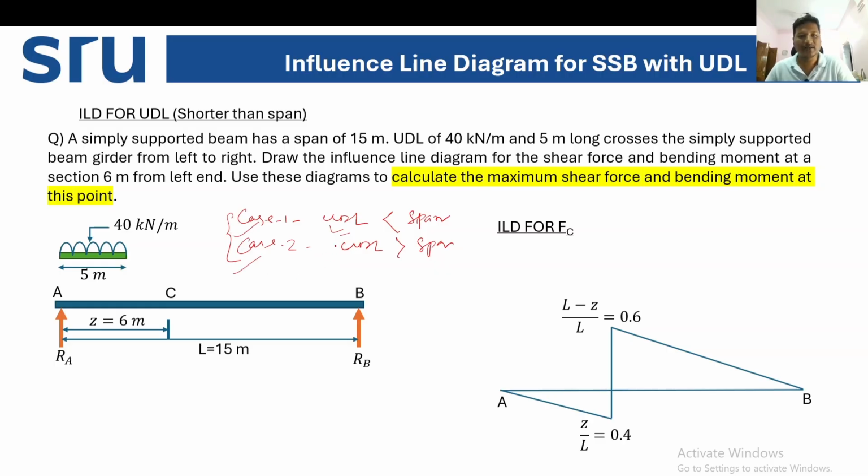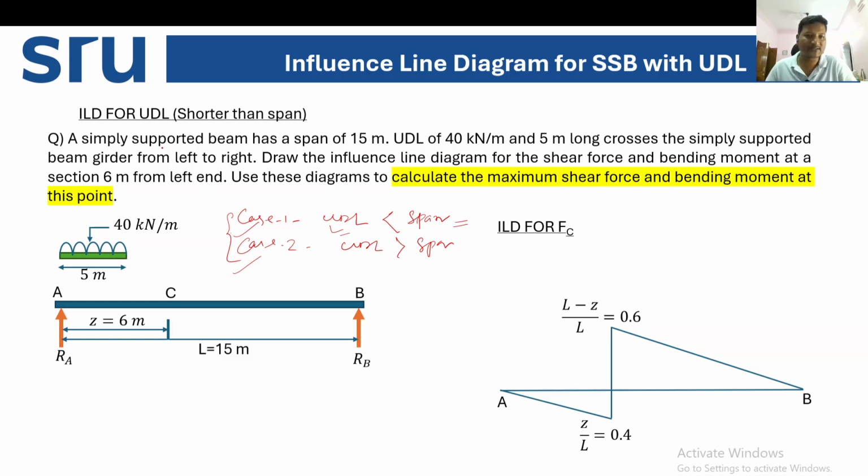So you have to see what happens if the UDL is less than the span. How can we draw the influence line diagram and calculate the shear force and bending moment? If the UDL is longer than the span, how can we calculate the shear force and bending moment? It is very easy. Let us just concentrate on this.